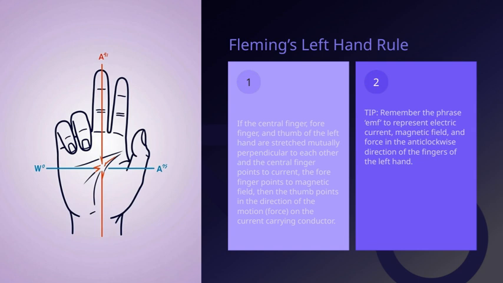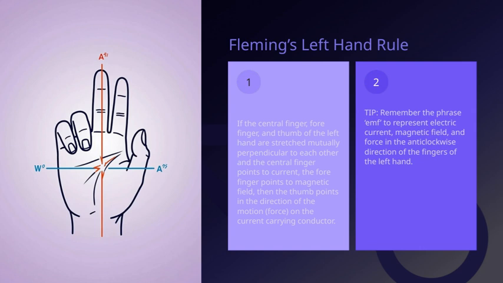Now, if you stretch out your left hand so that the central finger, the forefinger, and the thumb are all perpendicular to each other, that is, at right angles, you can use this as a guide. If the central finger points in the direction of the current, the forefinger then points in the direction of the magnetic field. And, importantly, the thumb will point in the direction of the force, or the motion, on the conductor.